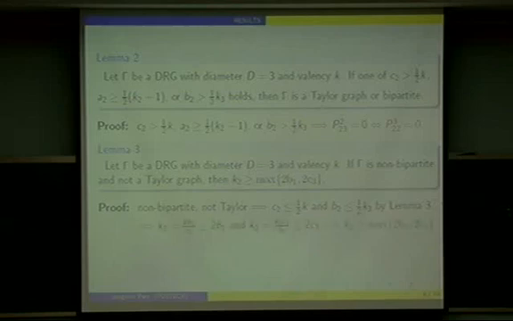This implies k2 is bigger than 2B1 and k2 is bigger than 2C3. So k2 is at least the maximum of 2B1 and 2C3. And here note, B2 is bigger than half k3 is equivalent to k2 is smaller than 2C3.